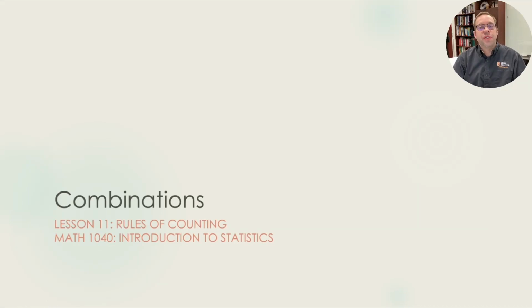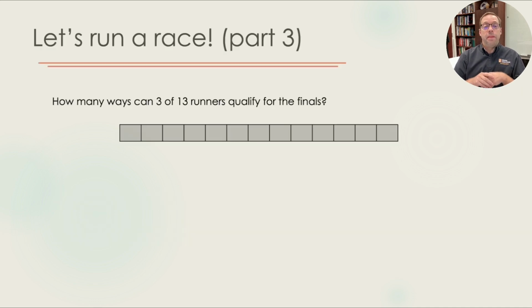The last rule of counting that we're going to talk about is combinations. Now, combinations is actually very similar to permutations with one important difference. I'll illustrate it with this question. How many ways can 3 of 13 runners qualify for the finals?